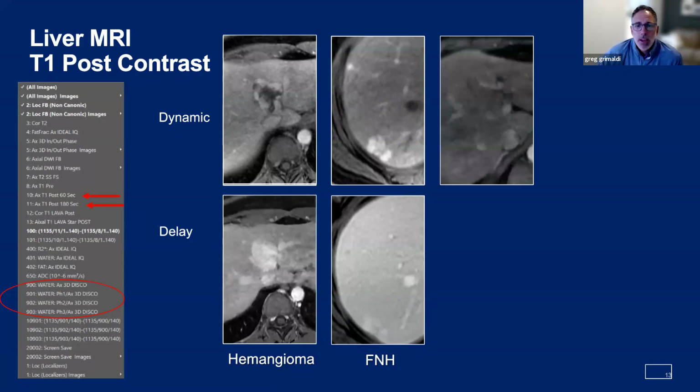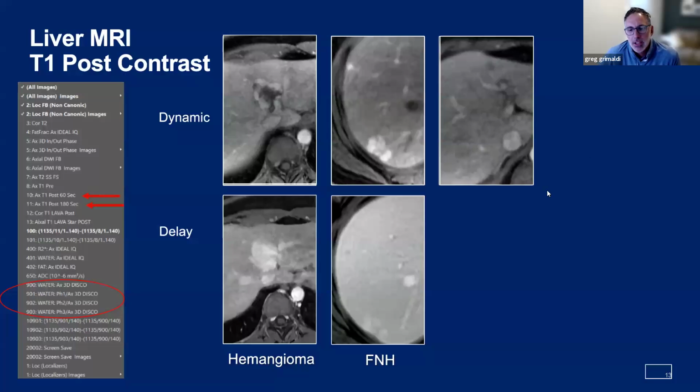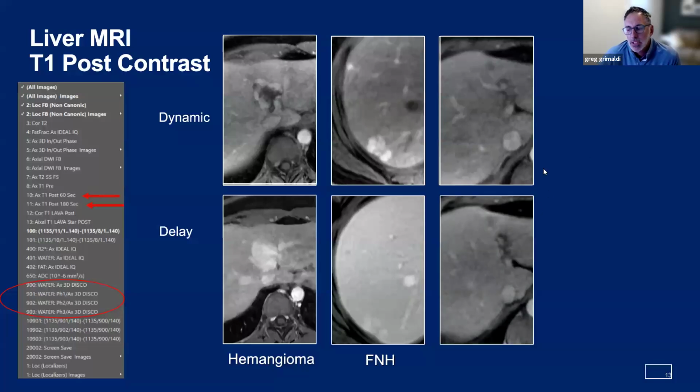Moving on. Here's an early dynamic series, and you'd be hard pressed to actually see where the lesion is, but I'll highlight this region here. We can see 1, 2, 3 very early on. This is hypovascular, so it's enhancing less than the background liver. If we go to delay at 2 minutes, it's still hypovascular. This is the appearance of a hypovascular metastasis, such as we might see from colorectal or pancreatic cancer.